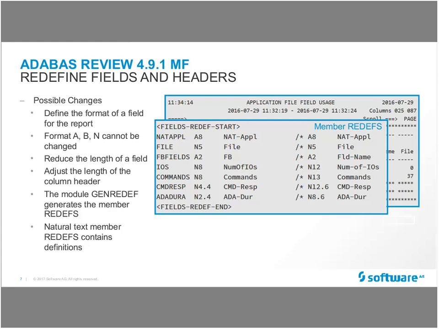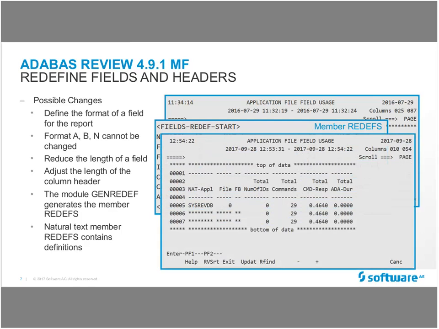And when the report runs, it reads this member, and the result looks like this. So you see the file is now more on the left side, and you see all the other columns which are not visible in the original report. So it's easier. You can adjust the report to your needs.